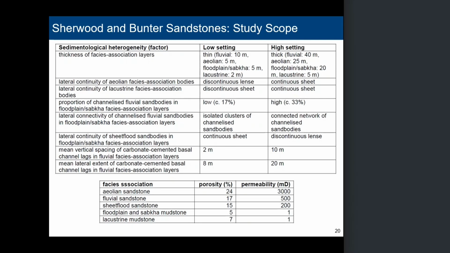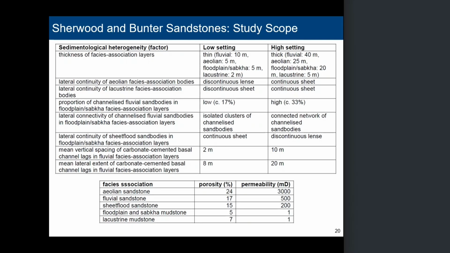We also assign porosity and permeability. In this case, these values are a bit of an average of values for all of those different locations around the UK. So we're not trying to target any one particular storage site. This is something a bit more generic.